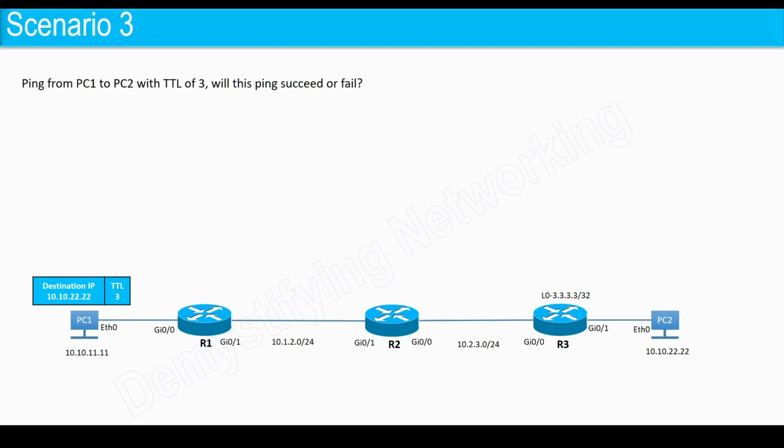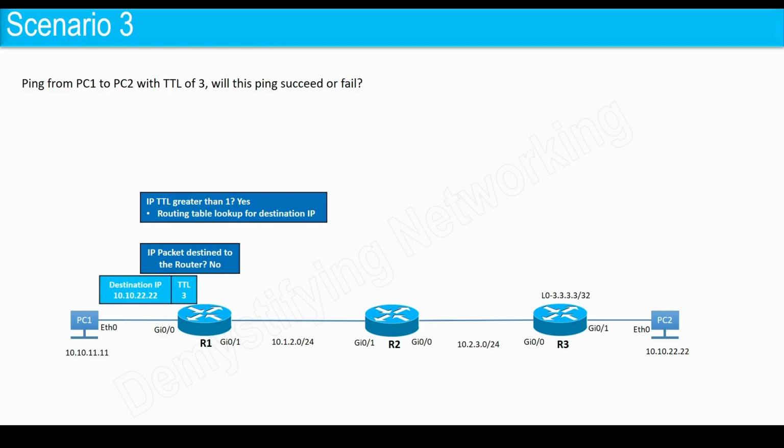PC1 sends an IP packet with destination IP address of PC2 and a TTL value of 3 to router 1. Router 1 then verifies if that IP packet is destined to the router itself. In this case, the answer is no, because the destination IP address 10.10.22.22 is not one of the IP addresses configured on router R1.